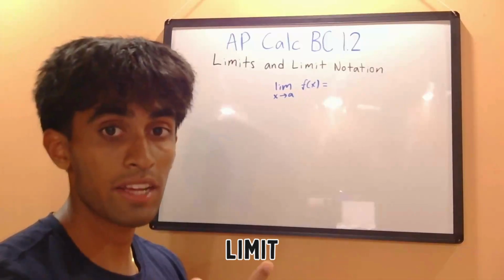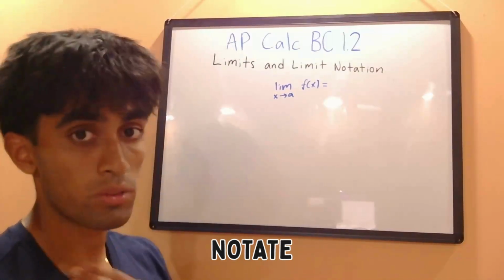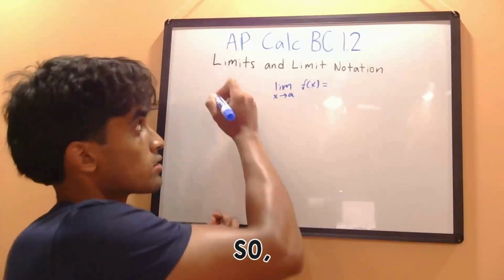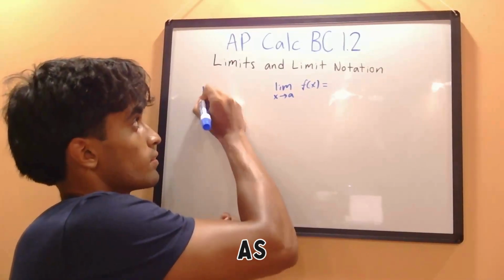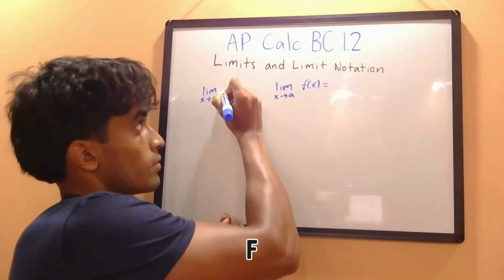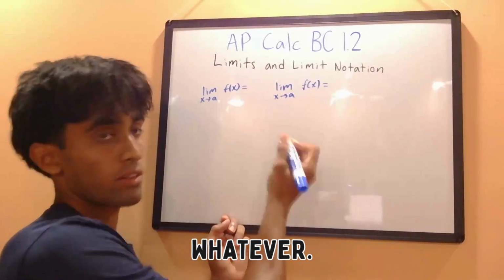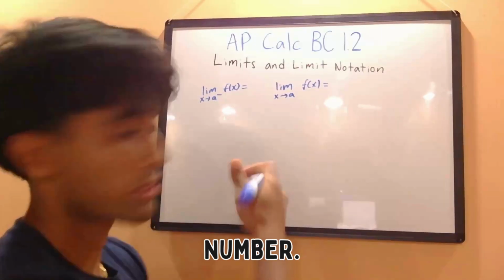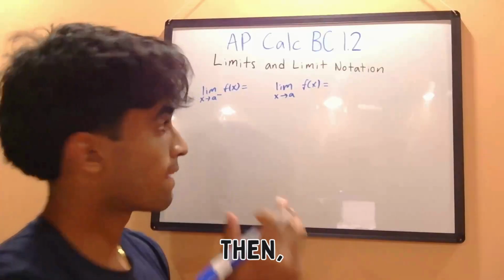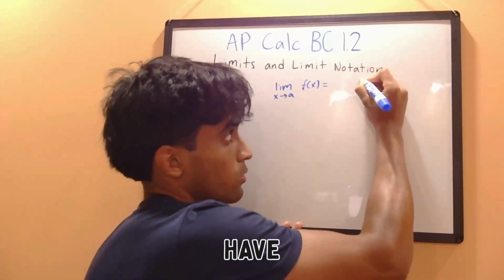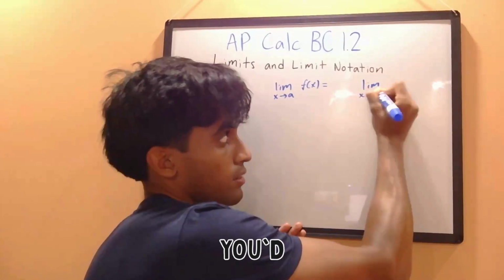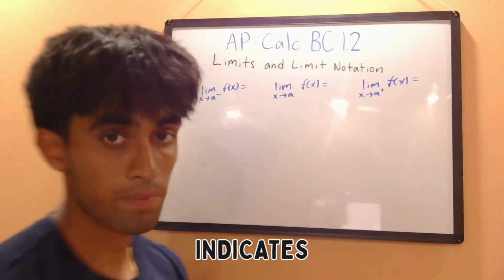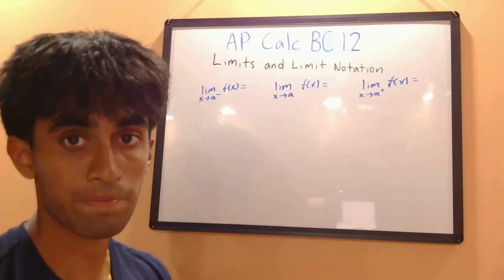Then we have a left-handed limit and a right-handed limit. How you notate these is really similar to the two-sided limit, except one key difference for both of them. You start out the same way, as x approaches a of f of x equals whatever. You would just add a negative sign to the top right of the a, or whatever the number would be as x approaches. And then for right-handed notation, you'd have the same thing, except you'd have a plus sign at the top right instead of a minus, and that indicates a right-handed limit.